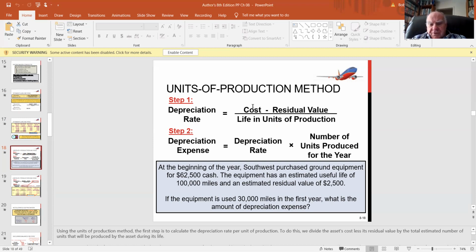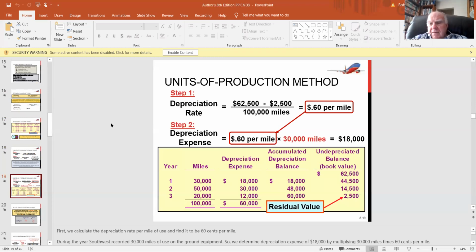Well, we're going to take the cost, 62,500. We're going to subtract the $2,500 residual value. That gives us 60,000. We're going to divide into that the 100,000 miles. So that comes out, if I did it right in my head, 60 cents a mile, right? So take a look at this. Units of production method. The units are miles. 62.5 minus the 2,500, 60 over 100 or 6 over 10, is 60% or 60 cents per mile.